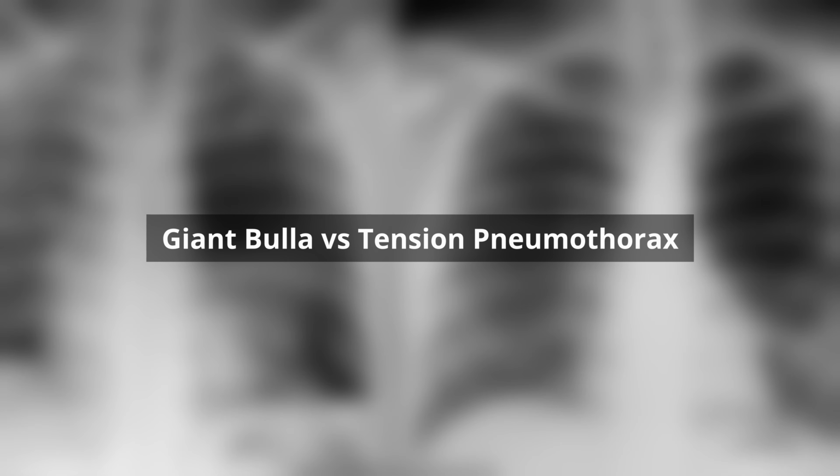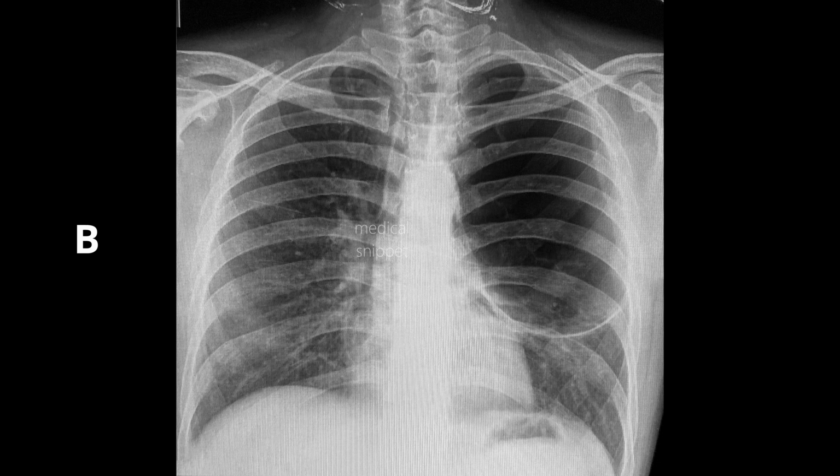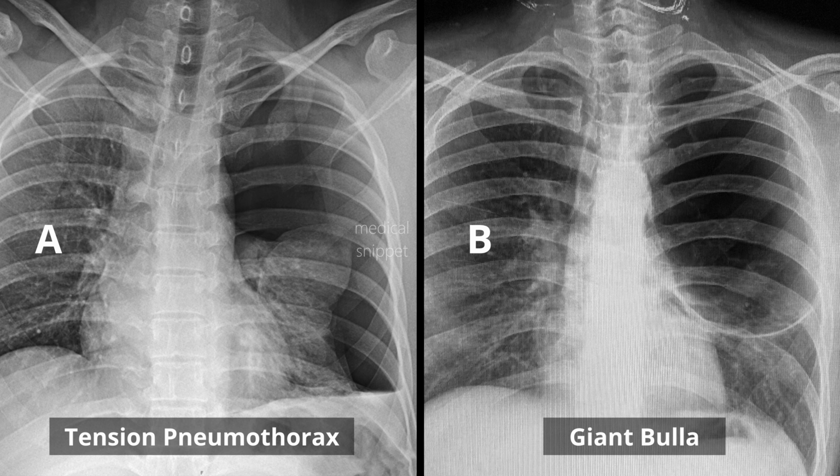In this video, we will discuss how to differentiate a giant lung bulla and tension pneumothorax by chest X-ray. I will show you two different chest X-rays. Try to find which one is giant lung bulla and which is pneumothorax. Chest X-ray A is tension pneumothorax and chest X-ray B is giant lung bulla.